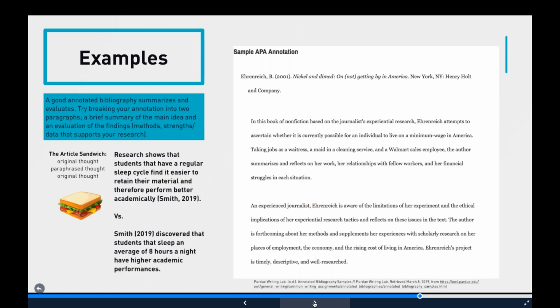When you do annotations, think about it as kind of like a sandwich. You want to have your original thought about it, followed by a paraphrased thought from the paper, and then another original thought afterwards. This makes sure the ratio is very good and balanced. Ideally, you want your paper to be 2/3 your ideas and only 1/3 other people's ideas.